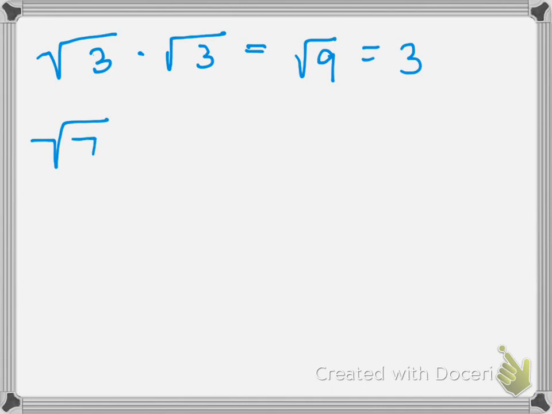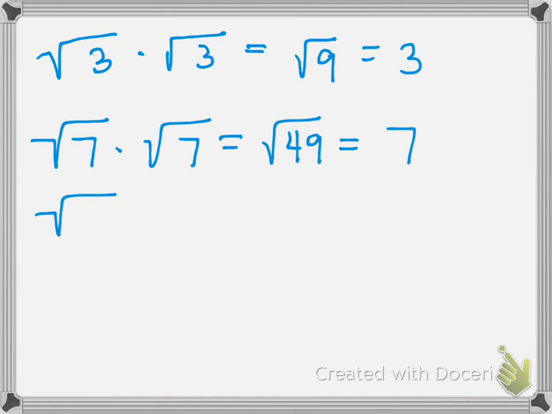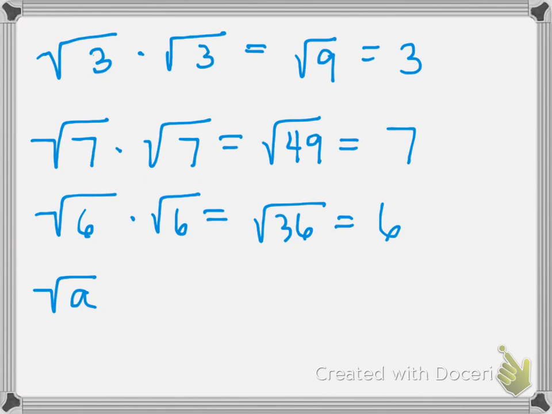Last thing, just remember, anytime you have a square root times itself, you get, for example, square root of 9, which is 3. There's like a pattern here. Square root of 7 times square root of 7 is square root of 49, which is 7. Are you seeing the pattern? Square root of 6 times square root of 6 is square root of 36, which is 6. So the deal is a square root times itself just gives you that number. Square root of a times square root of a is square root of a squared, which is just a.